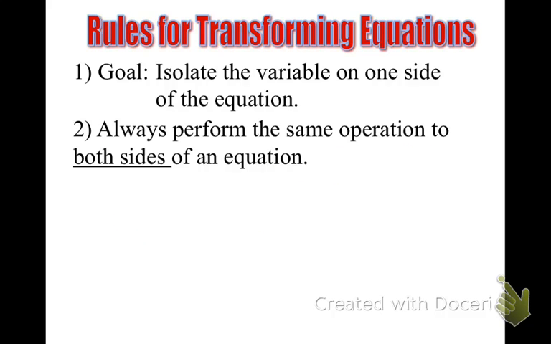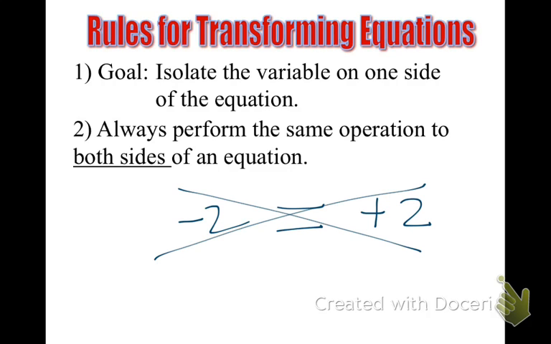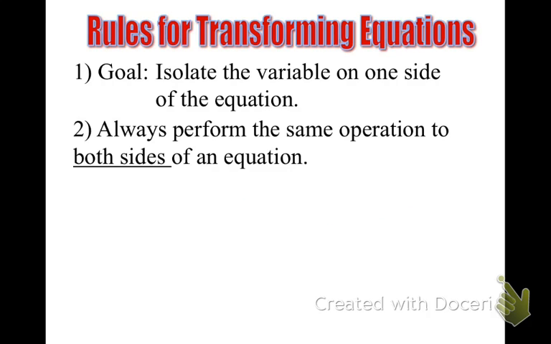Then, we always have to perform the same operation on both sides. So, if we have our equal sign, if we're adding 2 on one side, you're not going to be subtracting 2 on the other. Wrong. If we are multiplying by 2 on one side, then we're multiplying by 2 on the other. If we are subtracting 3 on one side, we are subtracting 3 on the other. It's on both sides. You don't get to pick and choose.